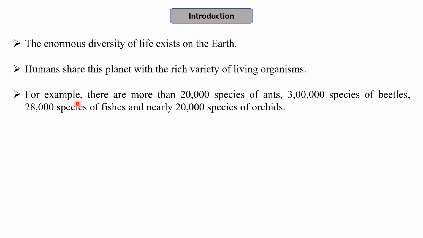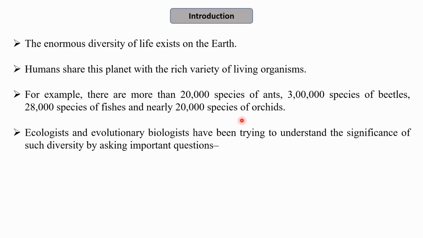For example, this is just a number to give an idea of how rich our diversity is. There are more than 20,000 species of ants, 3 lakh species of beetles, 28,000 species of fishes, and nearly 20,000 species of orchids. These numbers themselves give an idea of the diversity present even within one kind of organism, like 20,000 species of ants. So this data suggests that there is a rich variety of living organisms present on the earth.